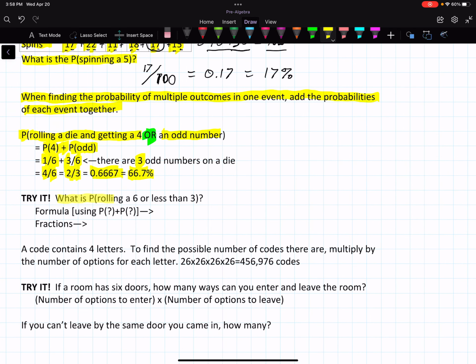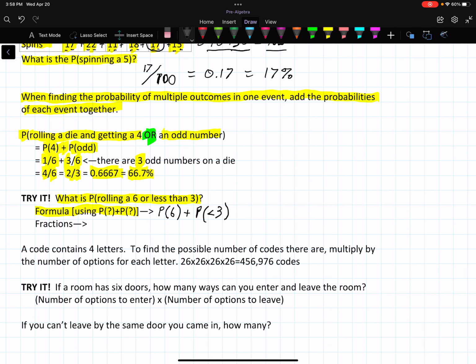Okay, so let's do one on our own. What's the probability of rolling a 6 or a less than 3? Well, it asks us to write the formula using probability notation. So we're going to say the probability of rolling a 6 is written like that. Plus, because we're going to add these two together, the probability of rolling a less than 3.